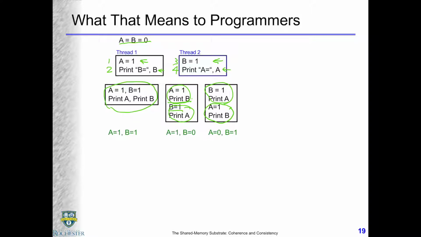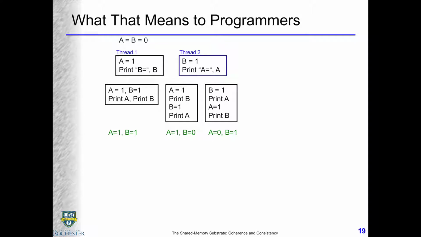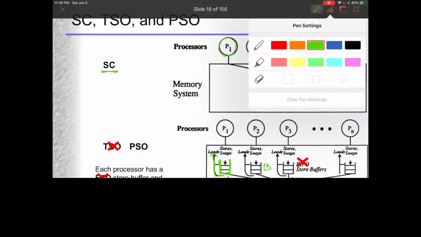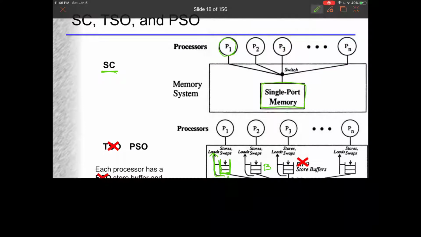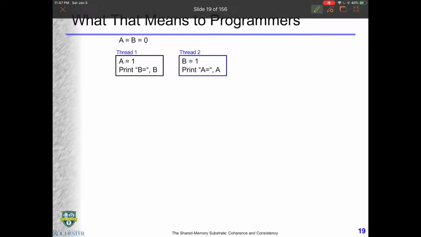However, that is sequential consistency. What if we have total store ordering? Remember what that is. That we have these store buffers. Okay, so what can happen?